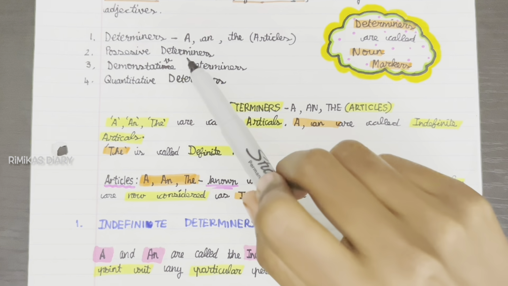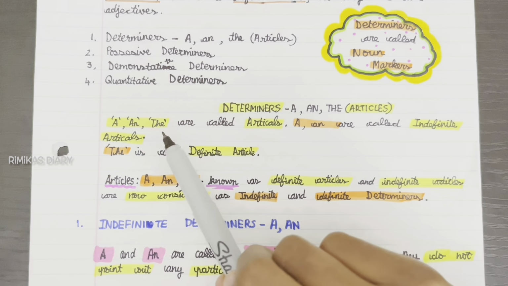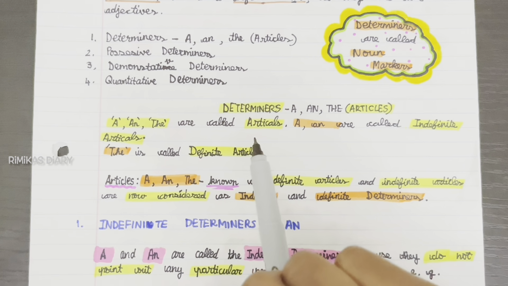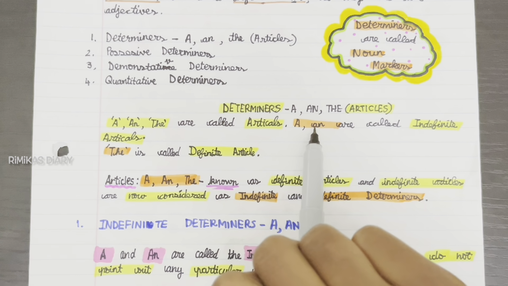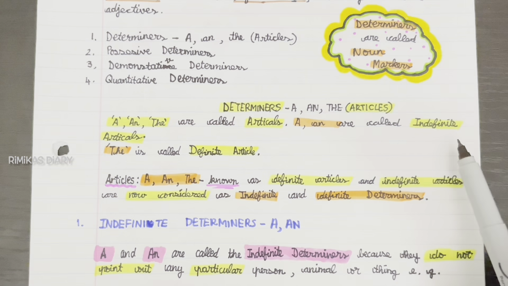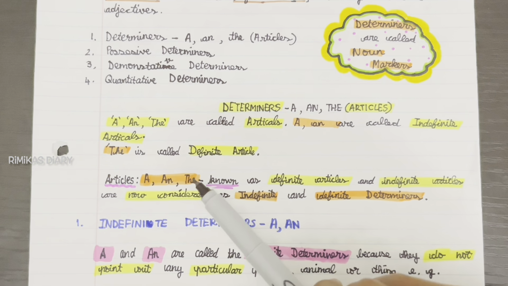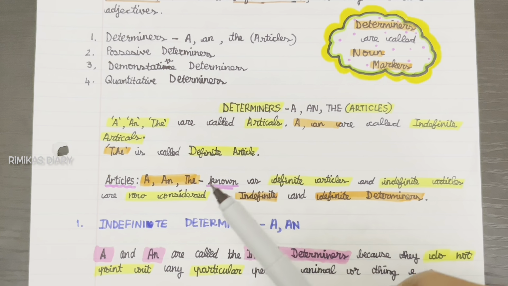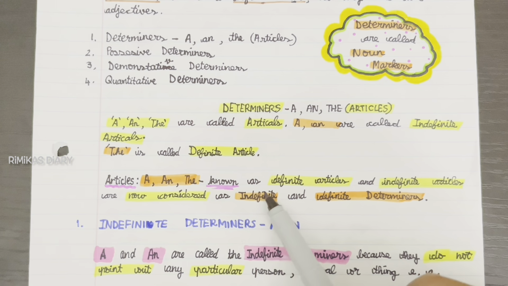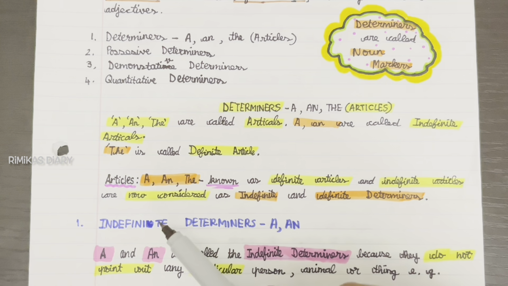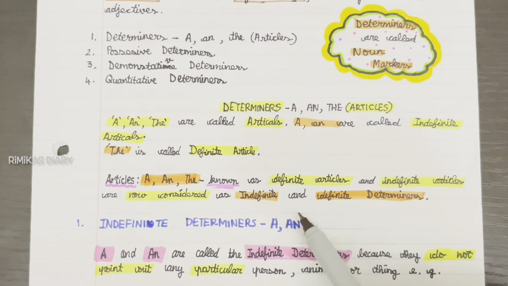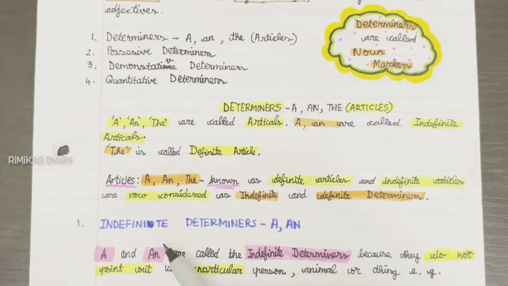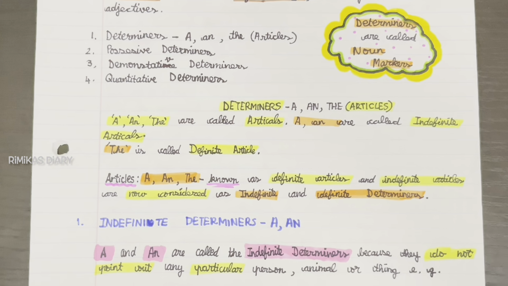Now we're looking at the first type. A, an and the are called the articles. A and an are called indefinite articles. The is called the definite article. Articles a, an and the, known as indefinite and definite articles, are now considered as indefinite and definite determiners. First, indefinite determiners, a and an.